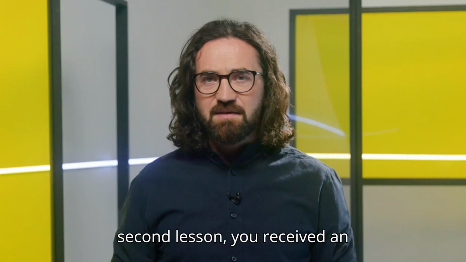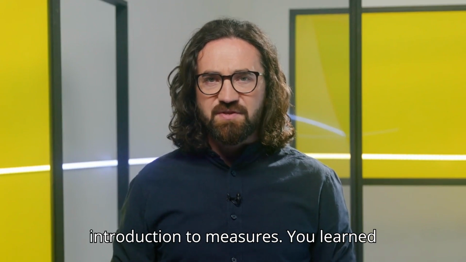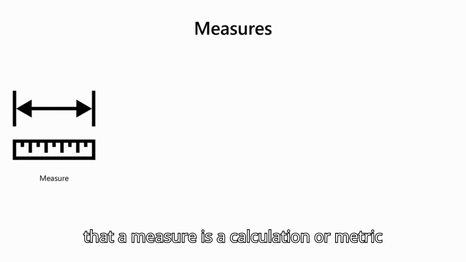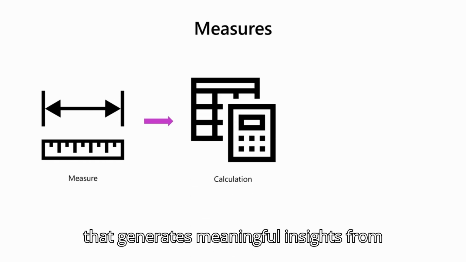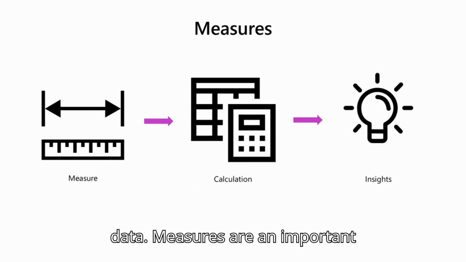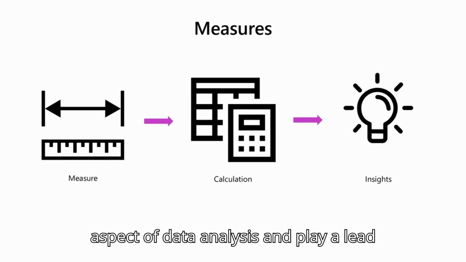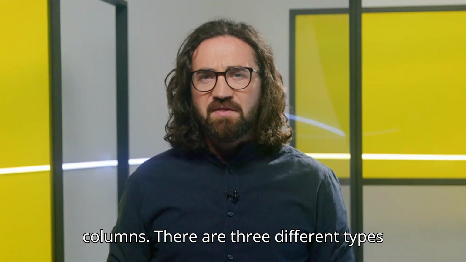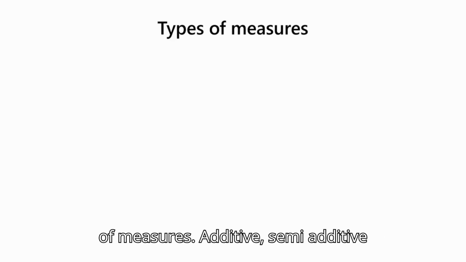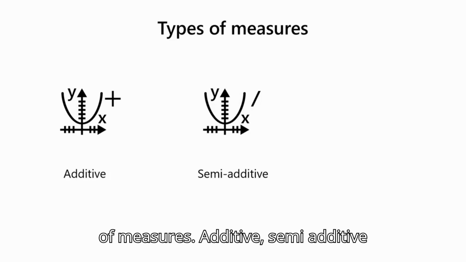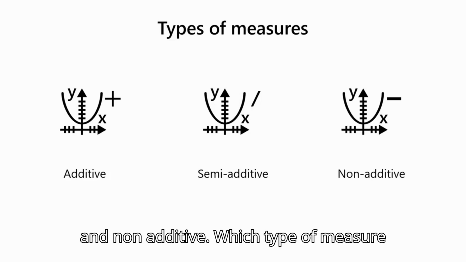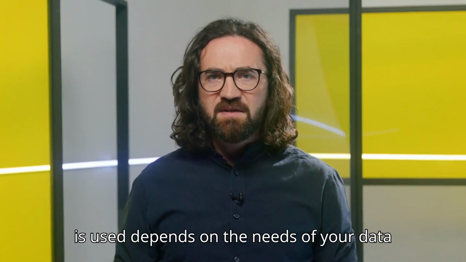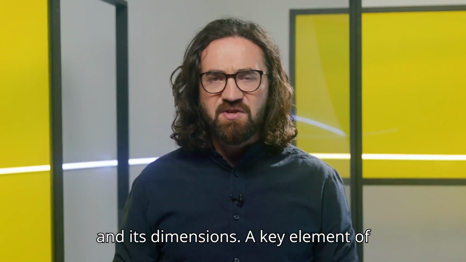In the second lesson, you received an introduction to measures. You learned that a measure is a calculation or metric that generates meaningful insights from data. Measures are an important aspect of data analysis and play a lead role in creating calculated tables and columns. There are 3 different types of measures: additive, semi-additive, and non-additive. Which type of measure is used depends on the needs of your data and its dimensions.